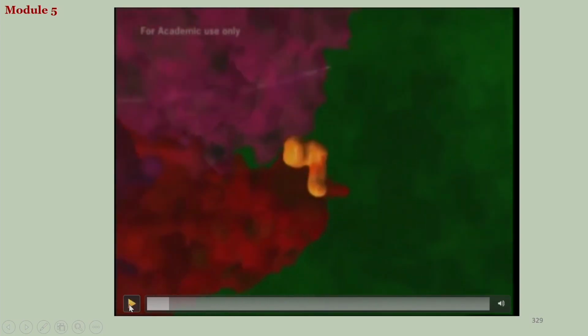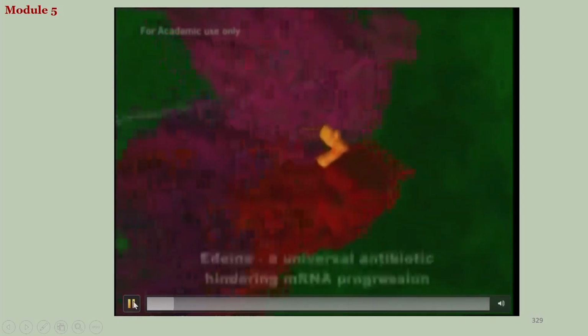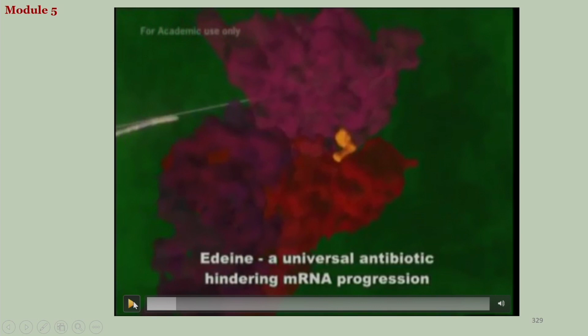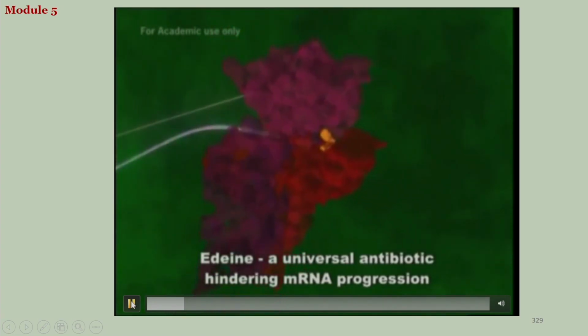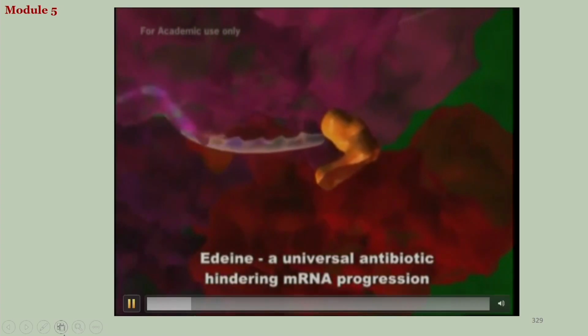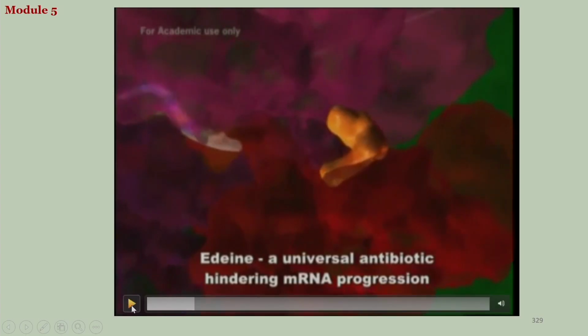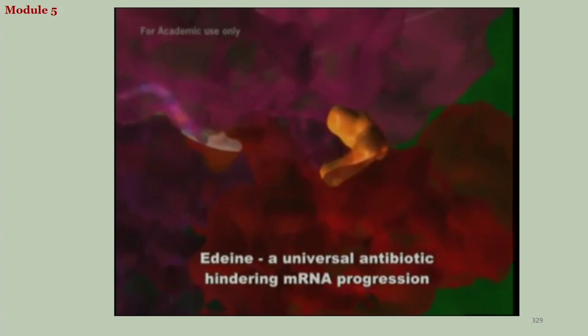So let us say this is an antibiotic. This is Edin, a universal antibiotic that hinders mRNA progression. Now here you see the mRNA is coming in. mRNA is getting into the ribosomal subunit, and on the other side of the cavity the antibiotic goes and binds.